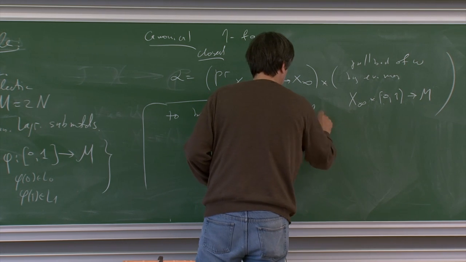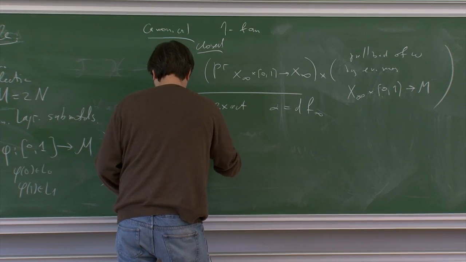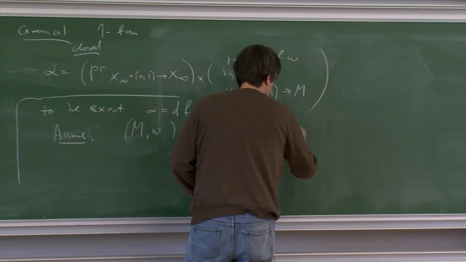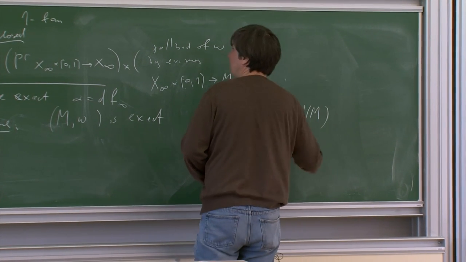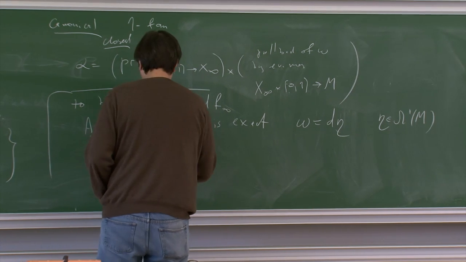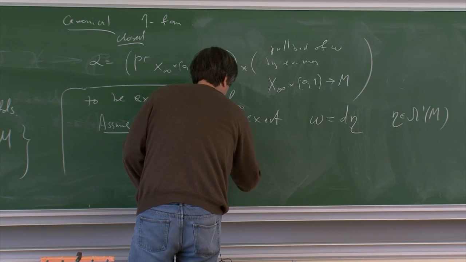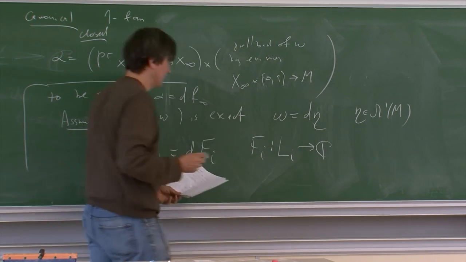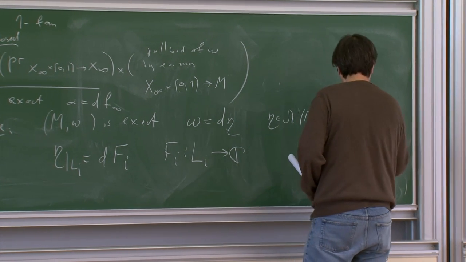To be exact, so you want to write this differential of some function, one needs to make some assumption here. So we assume that the symplectic manifold is exact in the sense that omega is written as the differential of a one form eta, where eta is a one form on M. And so eta is chosen. And also both Lagrangian manifolds are exact in the sense that eta restricted to Li is written as the differential of Fi, where Fi is a holomorphic map from Li to C. So we make a choice of eta and F0, F1.